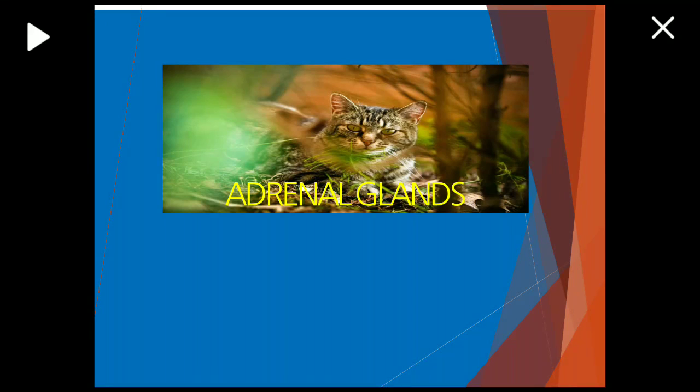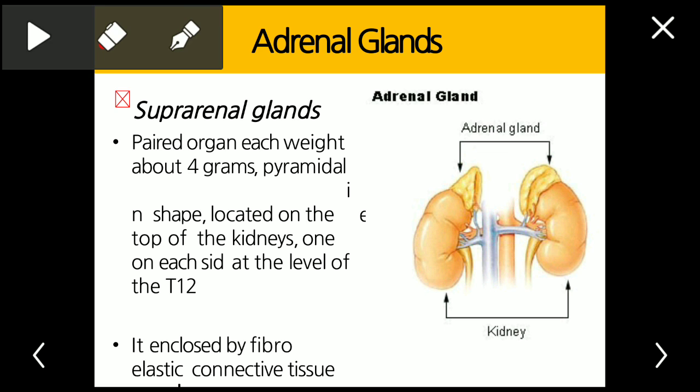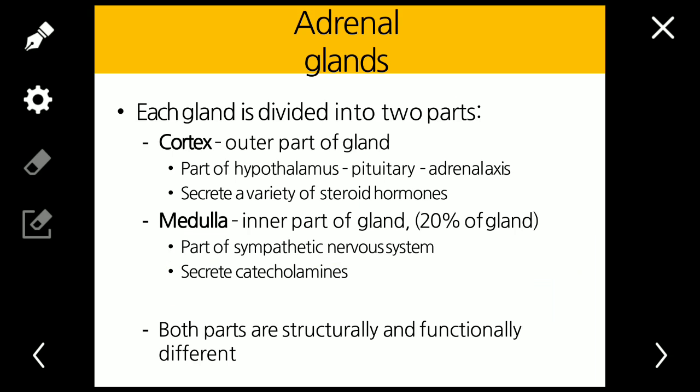So, the next gland which we are going to read is the adrenal glands. The anatomy and histology is all. These adrenal glands are also called suprarenal glands. They are a paired organ weighing 4 grams, pyramidal in shape, located on top of the kidneys at the level of T12, enclosed by fibrous connective tissue.